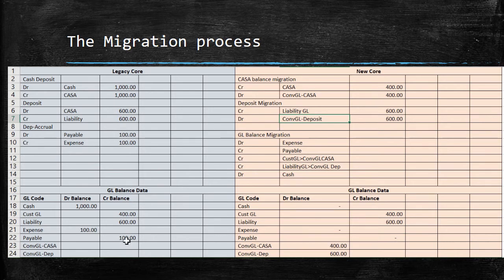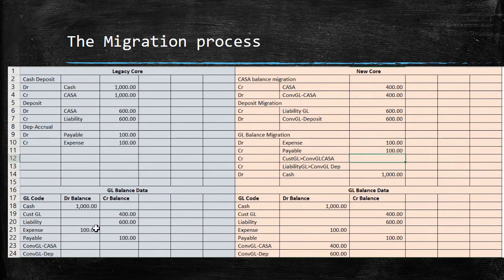At this stage, you will do the GL balance migration from the left hand side. The cash GL goes as is. So you have 1000. You debit cash 1000. Your expense and payable of 100, you just migrate as is.